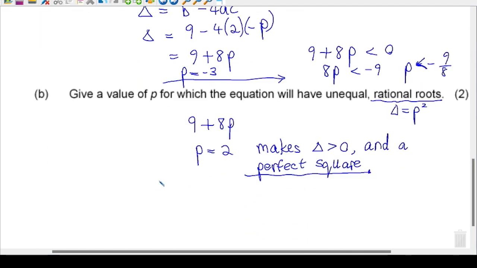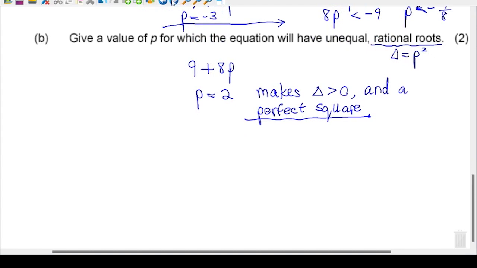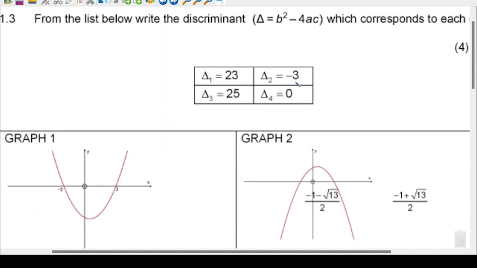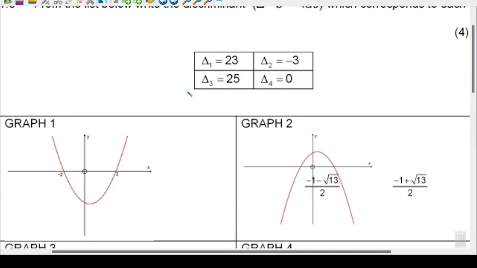Right, the last, I think it's the last one, but we'll look now. We're matching discriminants to the x-intercepts of graphs of functions. Okay, and I'm afraid those x-intercepts in graph 2 have moved somewhat, but there we have it, all right?